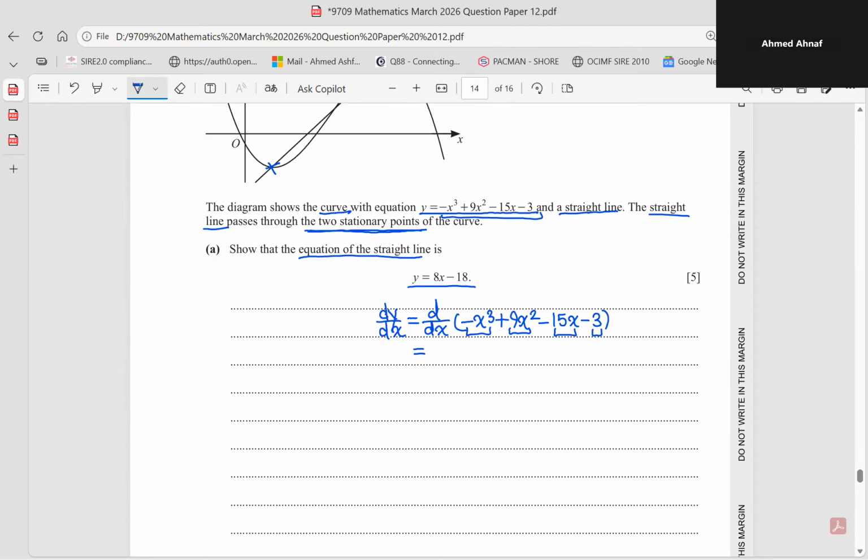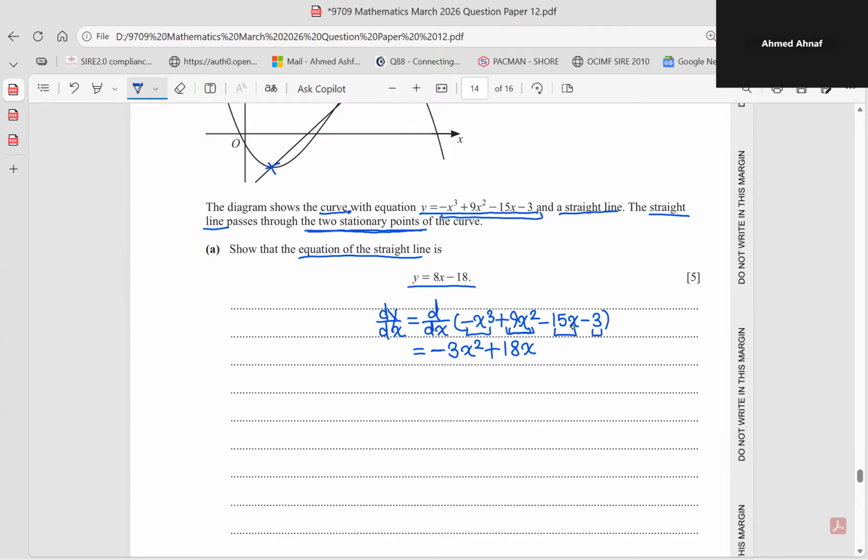Differentiate first minus x cubed. You bring down the current power, which is 3, so it's minus 3x. Then you minus 1 from the current power, and you get 2, so it's minus 3x squared. You keep the plus sign and do the same for this. You bring the current power down, so you get 9 times 2, which is 18. Then you minus 1 from the current power, which is 2, so you get 18 times x to the power of 1.